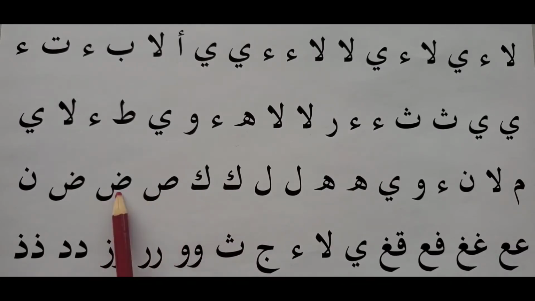Sad, dad, noon. Then we have ain. You can see ain, the way it changes its shape or its pattern. Then we have ghain and ghain, the same, the difference are the dots. Then we have fa and ain. Look, when we join fa and ain, how they look like. We have ghain, qaf and ghain, qaf and ghain.